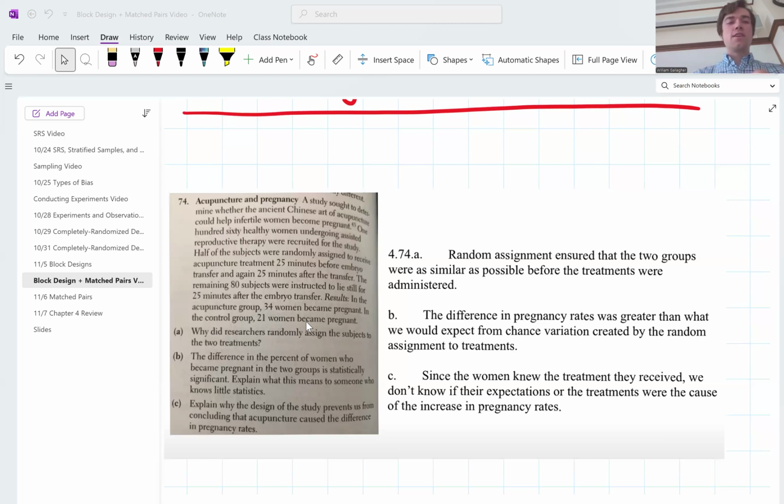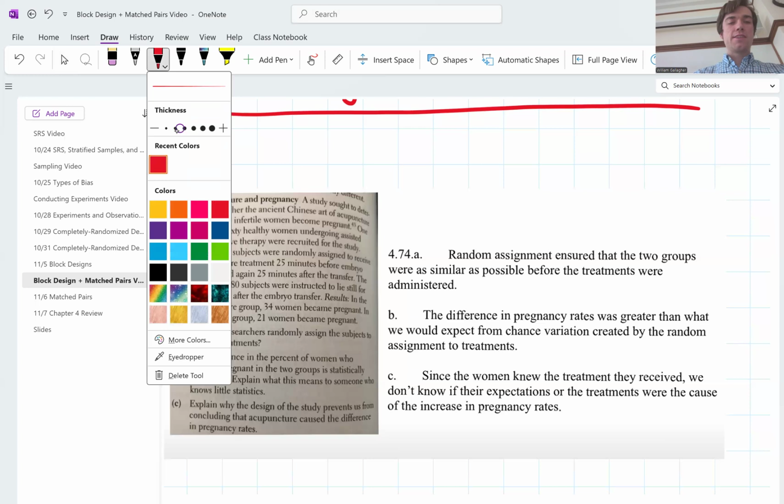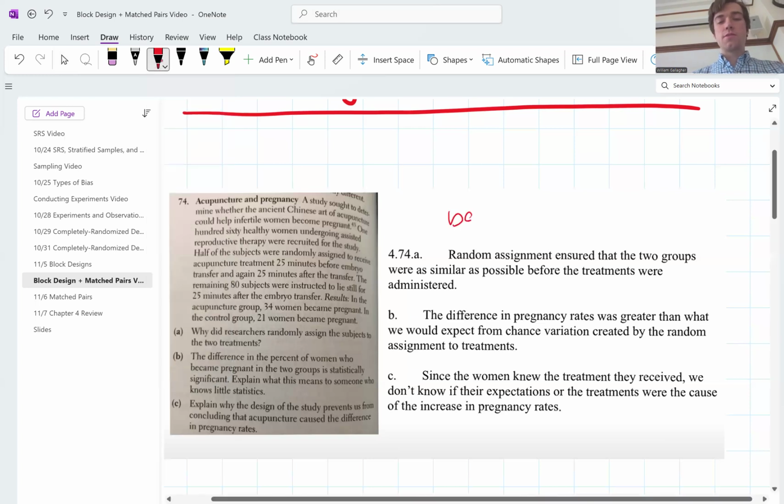Again, the idea here is to balance out our confounding variables, right? We want to balance out confounding variables.